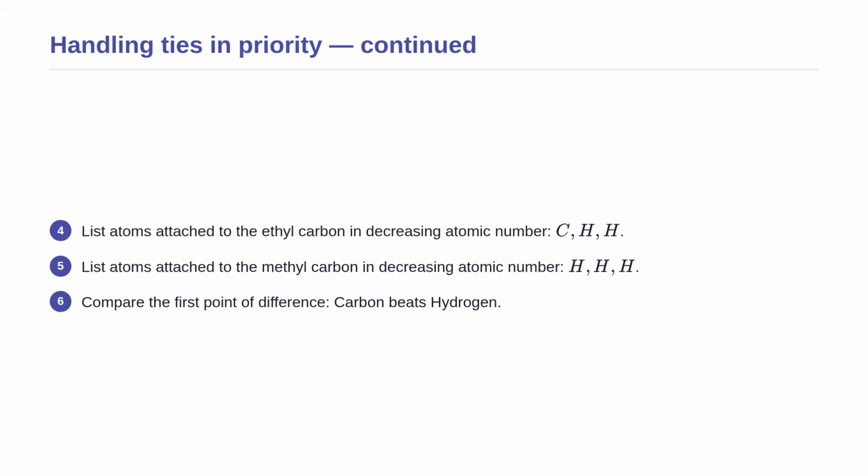Continuing with our tiebreaker, we must look at what those specific carbon atoms are attached to next. We list the attached atoms in decreasing order of atomic number. The ethyl carbon is attached to 1 carbon and 2 hydrogens. The methyl carbon is attached to 3 hydrogens. Now, we compare them one by one to find the first point of difference. Comparing the first atom in each list, the carbon in the ethyl group has a higher atomic number than the hydrogen in the methyl group. This single point of difference is all we need to make our decision.